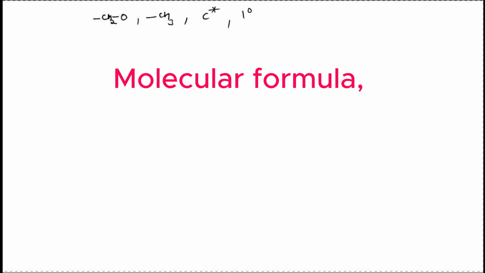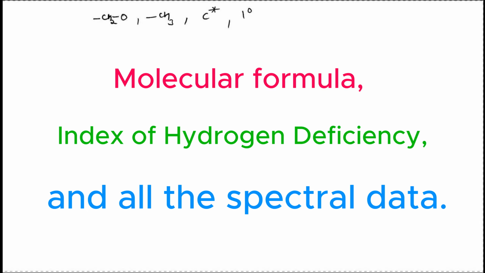Now we have all these pieces of information: the compound has CH2O, methyl, 1 quaternary carbon, 1 degree of unsaturation, and we have to put all this information together. Now this is the crucial part because we have to carefully think of all the possible structures and identify the one that is fully consistent with the molecular formula, index of hydrogen deficiency, and all the spectral data.